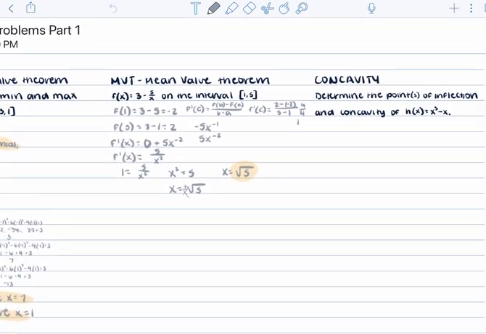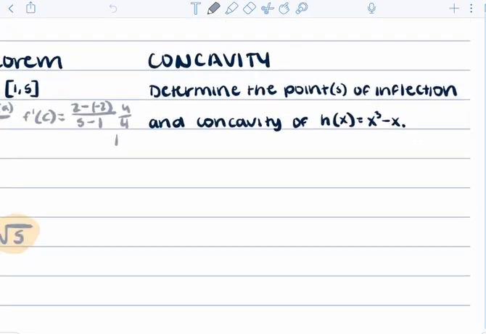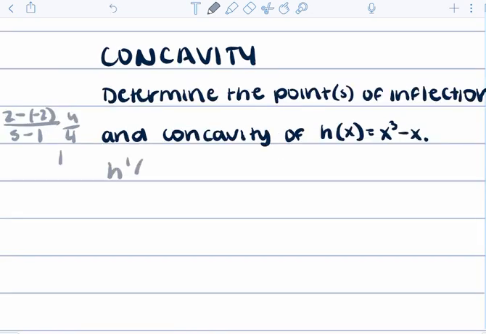And the last question is talking about concavity. So it says determine the points of inflection and concavity of h of x equals x to the power of 3 minus x. So we can do the first derivative of h equals 3x squared minus 1. And the second derivative equals 6x.